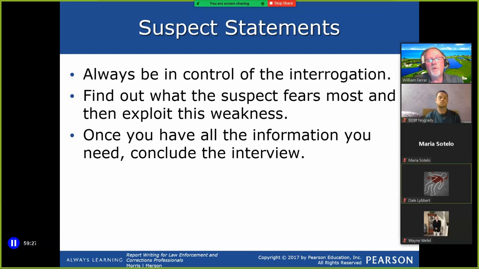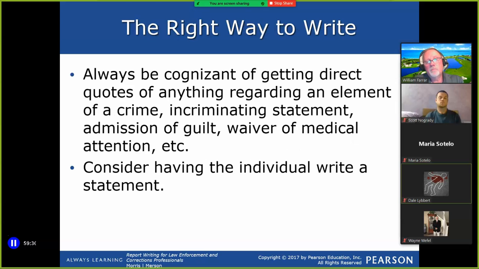So really important to understand that the statement is going to help your report. So as it relates to your report, again, be cognizant of getting direct quotes of anything regarding an element of the crime, an incriminating statement, an admission of guilt, or a waiver of medical attention, etc. You don't have to quote too much in a report, but remember, quotes are good for those really important things. So if somebody appears to be injured and they're going to waive medical attention, that would be something that you may want to quote, because that's going to be an important thing.